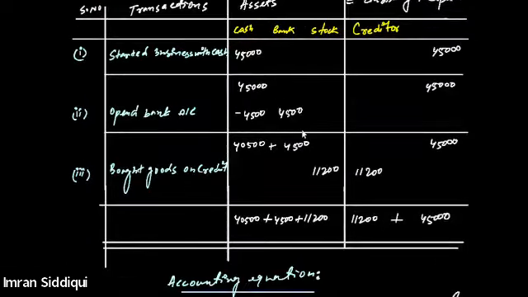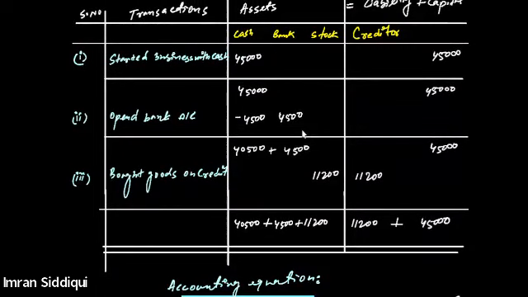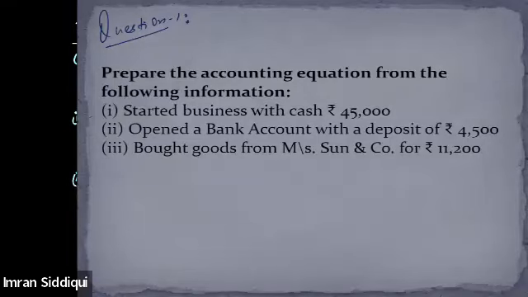You can use alphabet. That is perfectly fine. If you want to use the alphabet, that will also be okay. Since in the question, the transactions were given in this format, 1, 2, 3, I've used the same format in the serial number. Otherwise, you can also write A, B, and C.